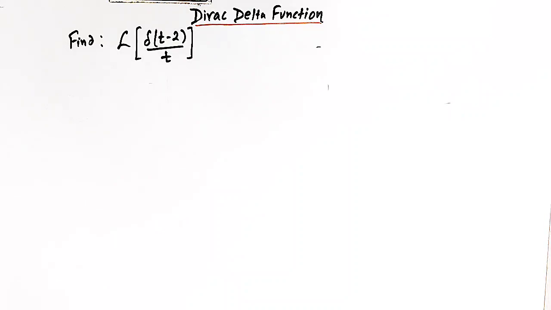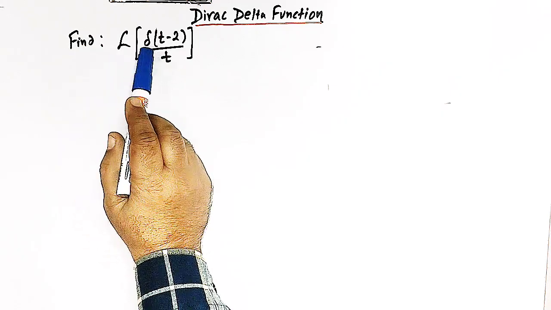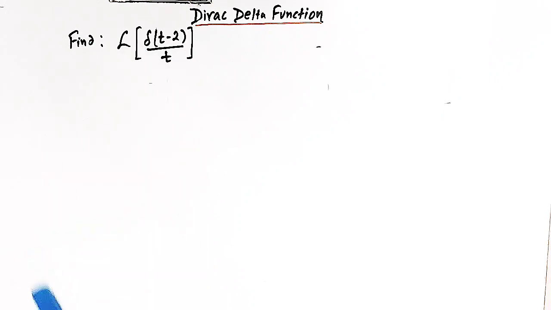Hello viewers, in today's session we are going to discuss an important and conceptual problem from the Dirac delta function. Here we have to find the Laplace transform of delta(t minus 2) over t, where delta is the Dirac delta function. Here we are going to use an important property of the Laplace transform.